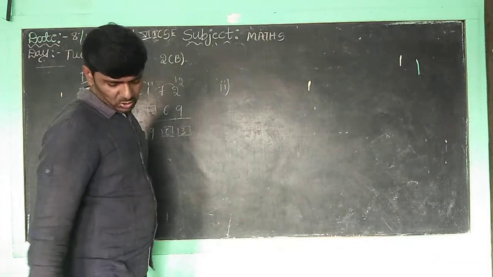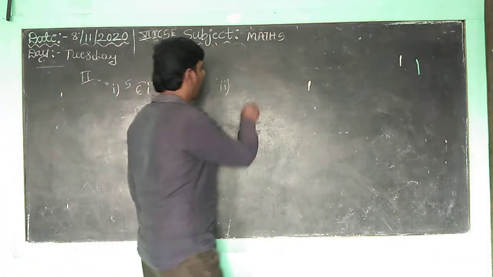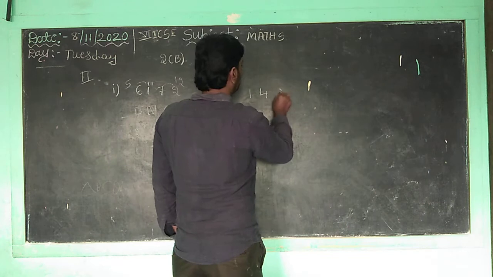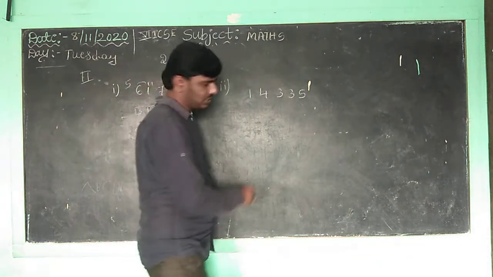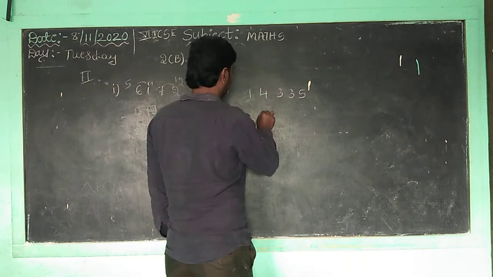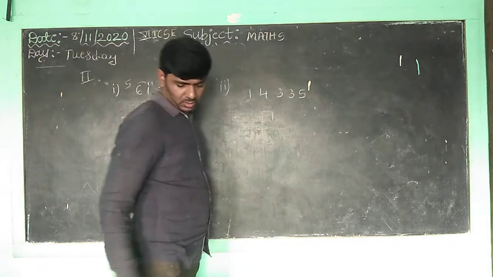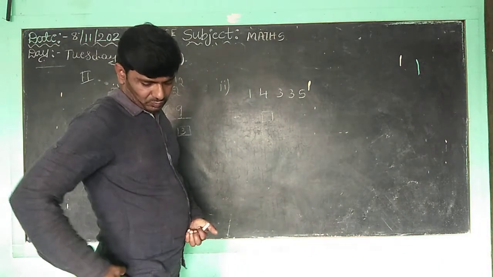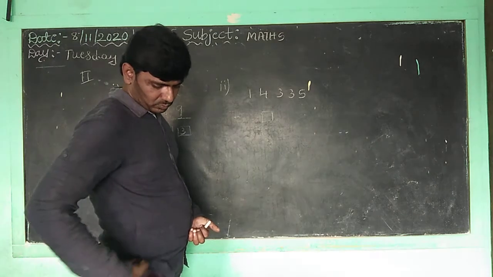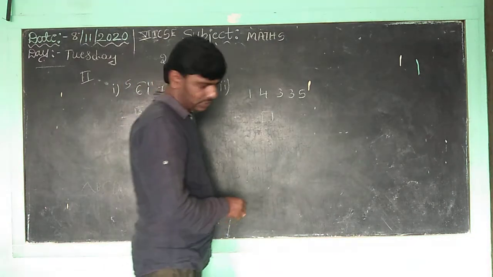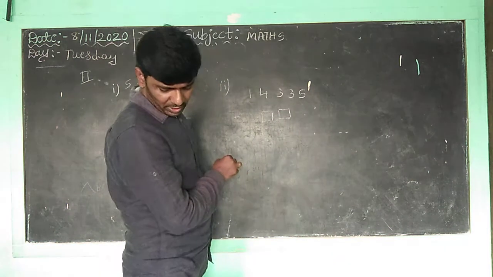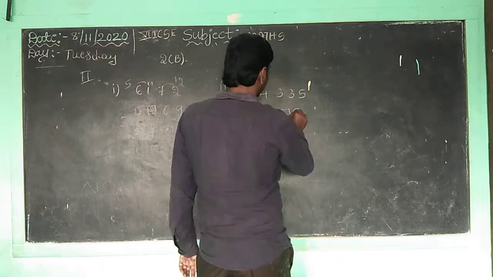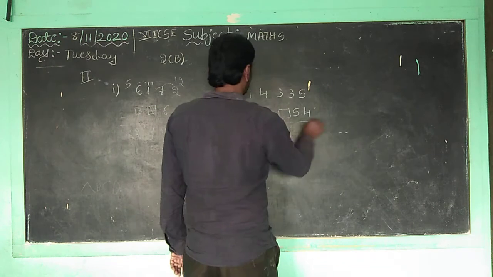So children, 14335 and 335 with dashes. Do you want to take it here? Here also dash, and then also, children, sorry, here also dash. And what is that? 5 and 4. Here 5 and 4. Correct, children.